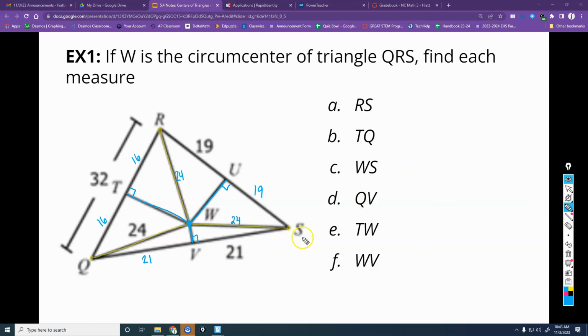I've labeled a lot of these. So if I want RS, RS is this whole side. What have I got to do to find RS? Not 32, that's RQ. 19 plus 19. So from R down here to S is 19 plus 19, which is 38. Okay? TQ, we already labeled right here. From T to Q, we said that was 16. WS, that one was 24. Q to V, 21.